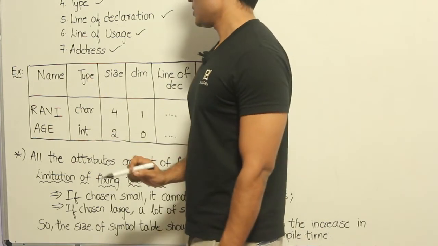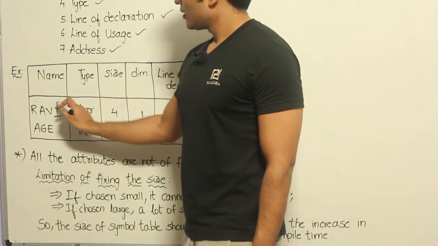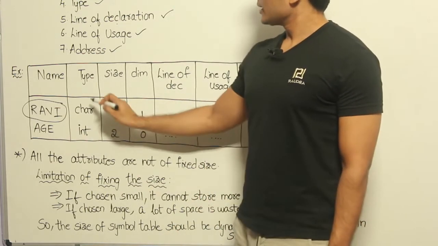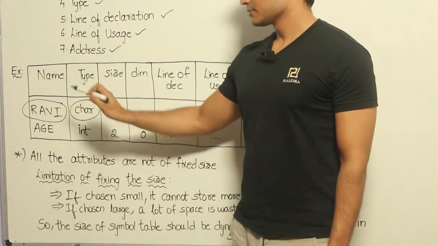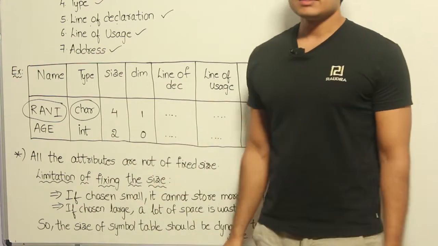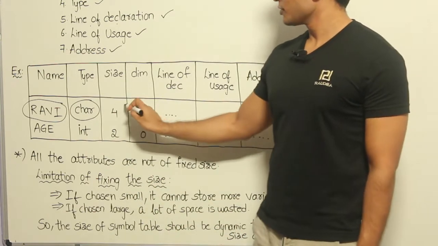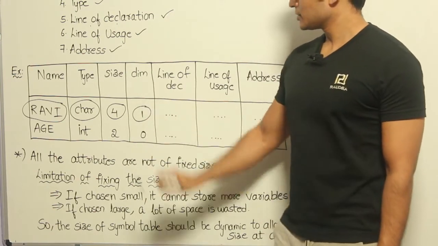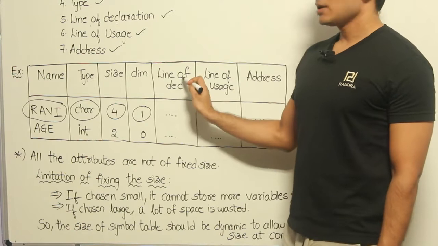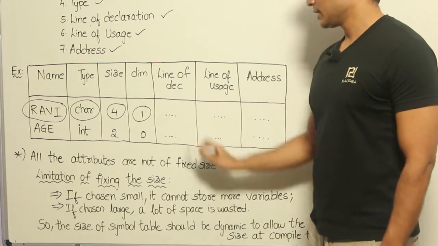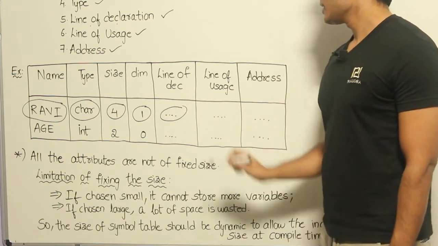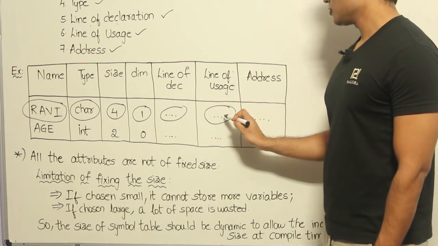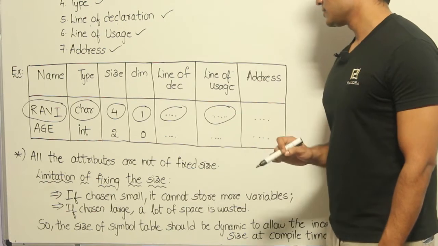Let us say the name of one variable, an array, is Ravi, and it is of type character. Let's say it is an array of size 4, so size is 4, and it is a one-dimensional array, which is why dimension is given as 1. Then, depending on the line at which it is declared, you are going to get the line number, and depending on the line at which it is used, you are going to get the line of usage.